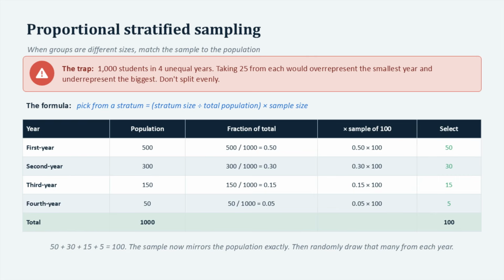Now let's check our total. 50 plus 30 plus 15 plus 5 equals 100. Perfect. And here's the beautiful part. The proportions in our sample now match the proportions in the population. Then, just like before, within each group, we still choose the actual students randomly. That method is called proportional stratified sampling.